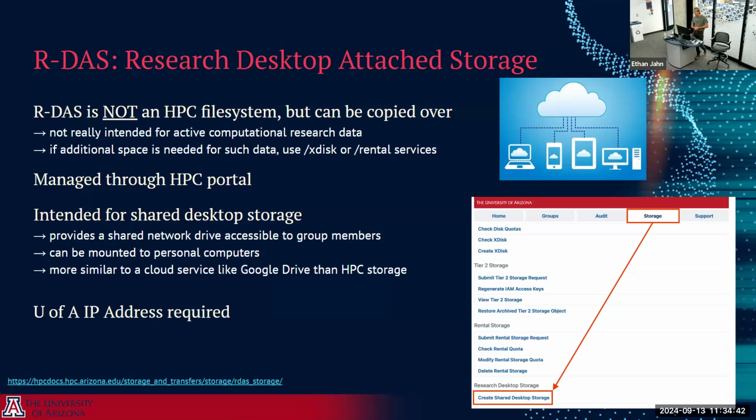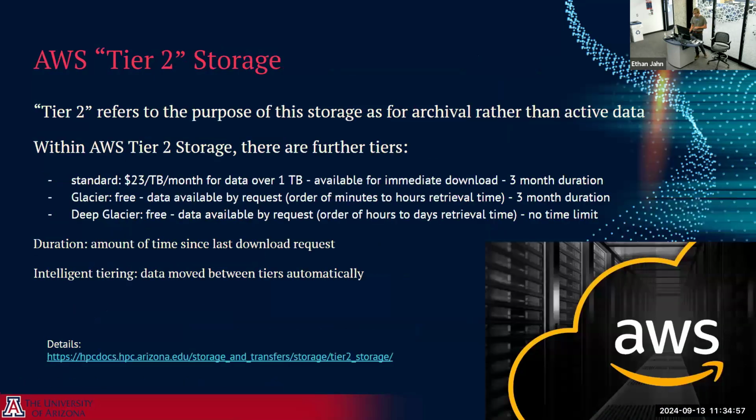It does require a U of A IP address in order to access it, meaning that you either need to be connected to the campus connection or through the VPN. So if you want to access RDAS, you either need to be on campus or activate your VPN. And lastly, we have AWS tier 2 storage.